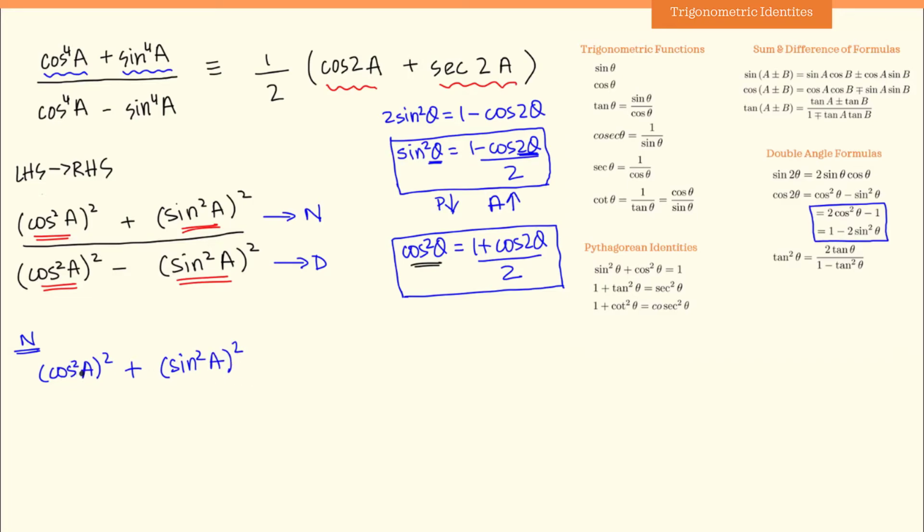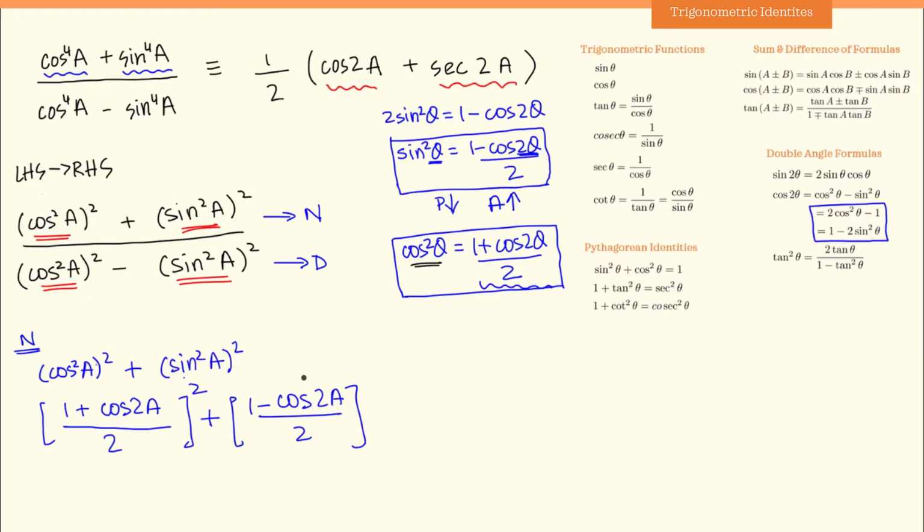In place of cosine square a, I am going to substitute 1 plus cosine 2 theta divided by 2. So this would become 1 plus cosine of 2a, because the angle over here is a instead of theta. So 1 plus cosine of 2a divided by 2, and plus, in place of sine square I am going to use this formula: 1 minus cosine of 2a divided by 2, and whole square, this whole square here and this whole square here. Now if I take this power of 2 inside the bracket, this 2 would go on to the whole numerator.